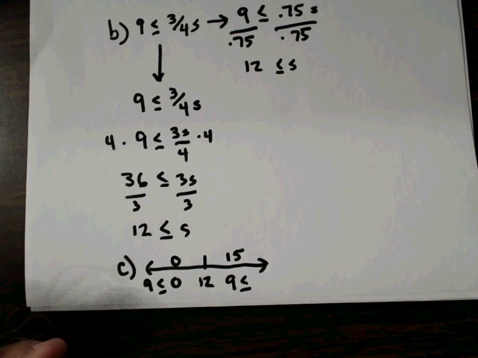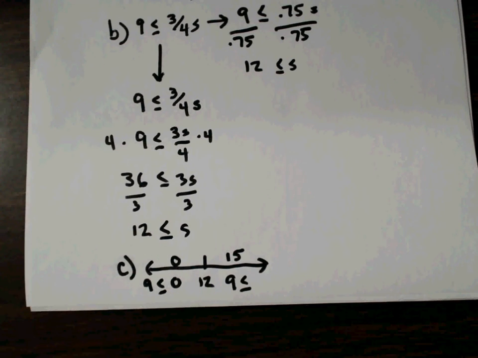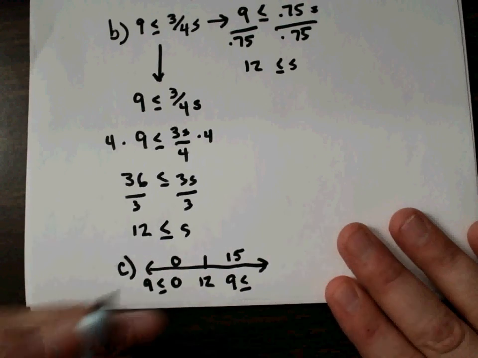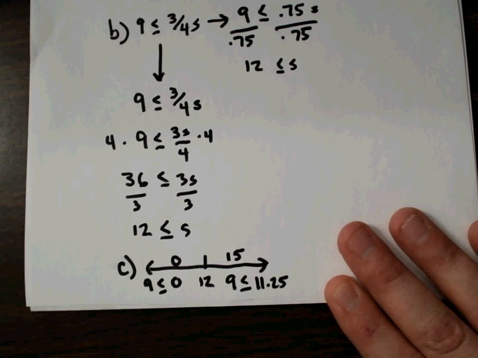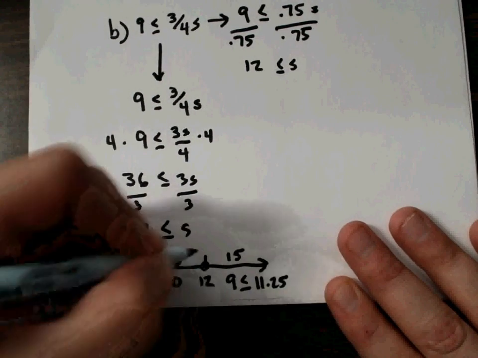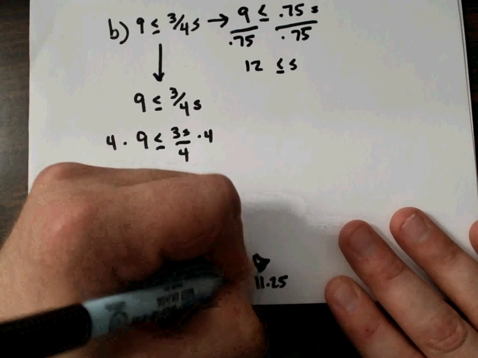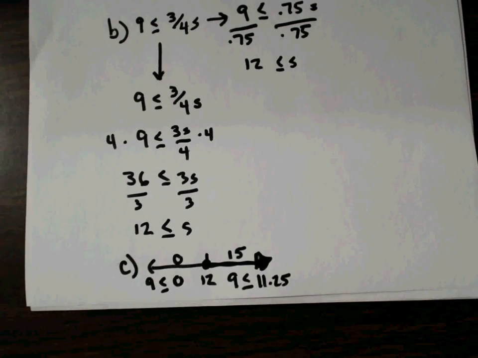So therefore, if I plug the other one in, 15, it'll be 9 less than or equal to, what is 45 divided by 4? I got a calculator right here. It'll be 11.25. Is that true? That is true. All right, and it's equal to, so my shading should look like that. Questions?